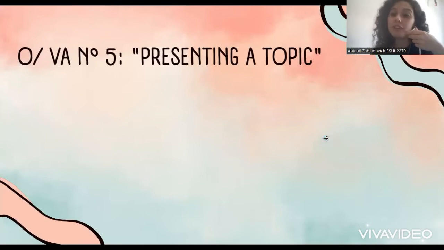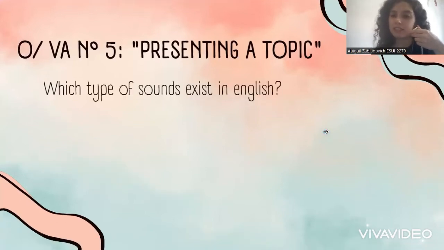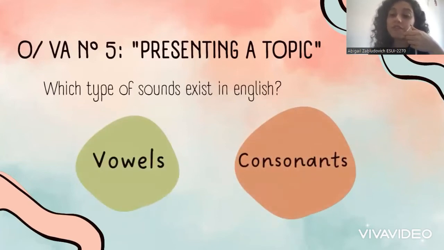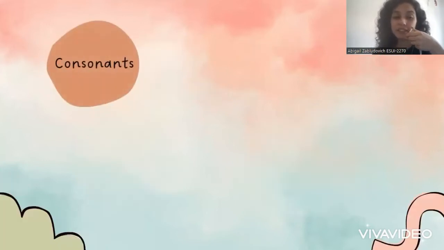So today in this presentation, I'm going to talk about a particular type of sound in English. But first, let's see which type of sounds exist in English. There are two very distinctive groups of speech sounds, which are called vowels and consonants. They differ from each other in many aspects. Let's see some of their differences.